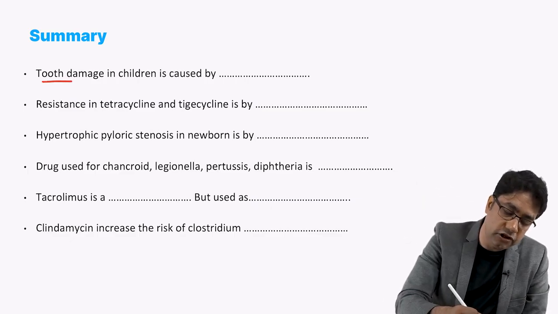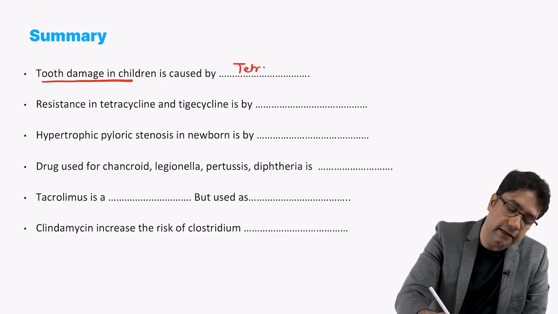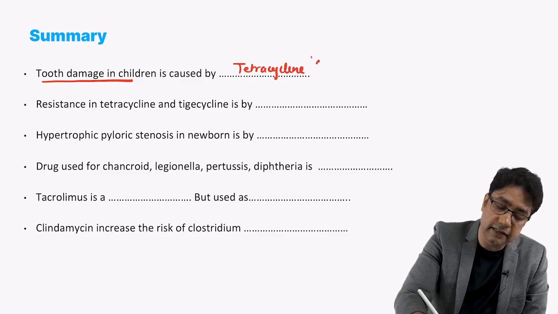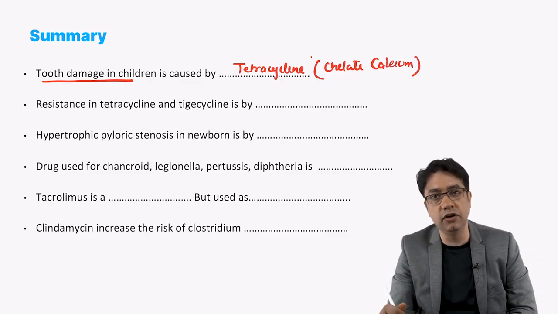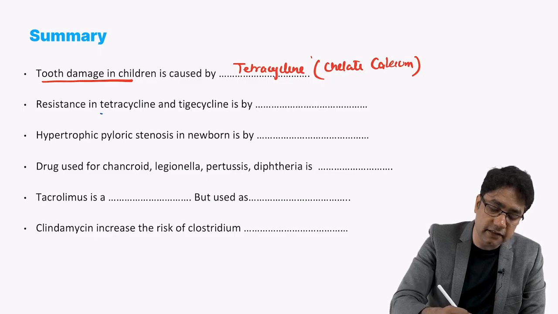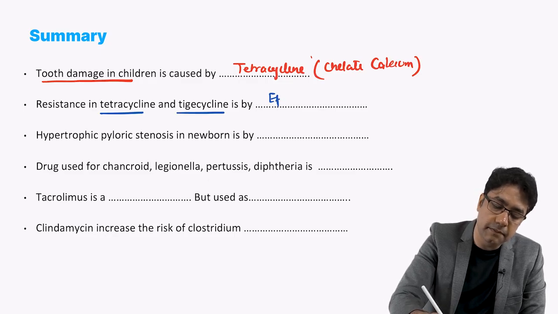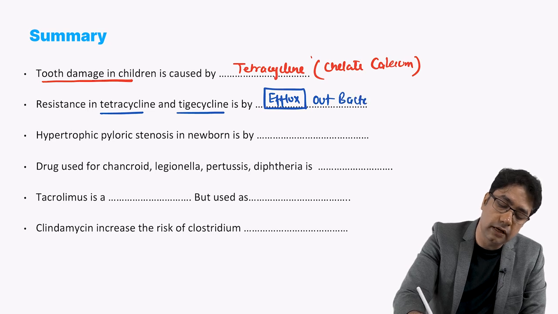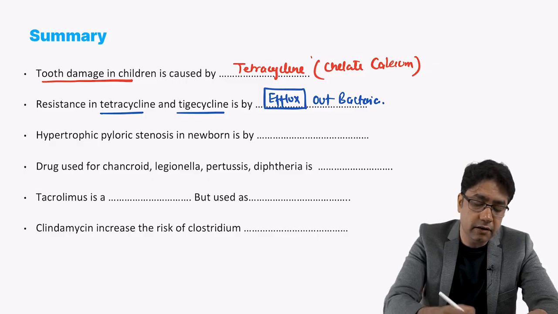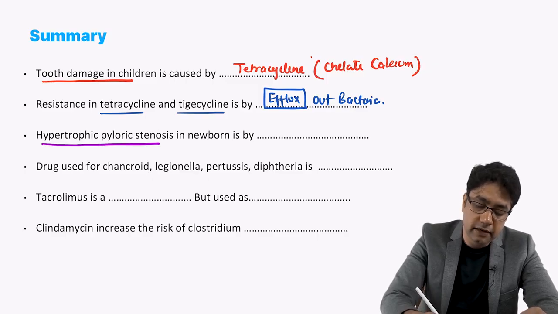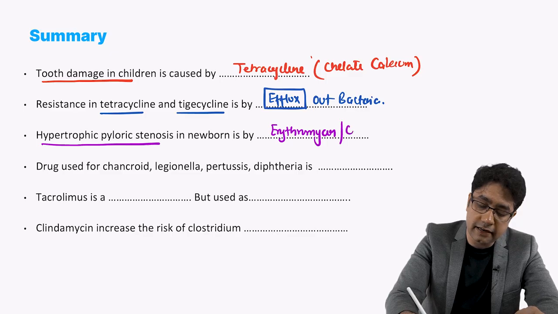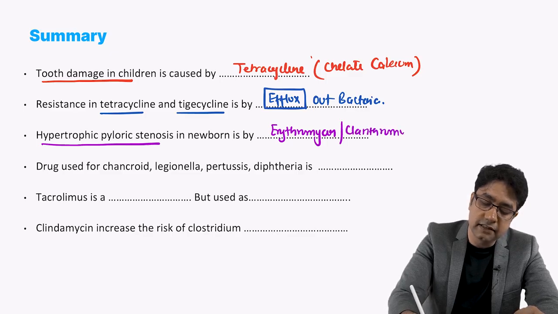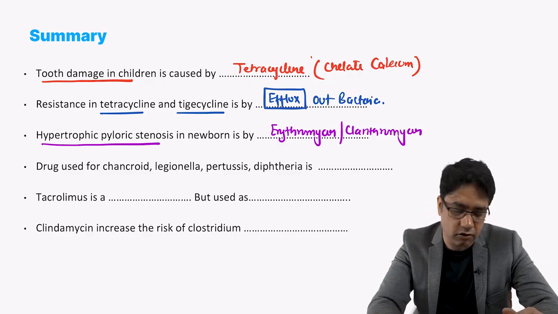Now, tooth damage in children is caused by which group of antibiotics? Tetracycline, because tetracyclines chelate with calcium. Calcium is present in teeth. Resistance in tetracycline and tigecycline occurs in a bacteria because of efflux out of the bacteria. Bacteria throw them outside. Hypertrophic pyloric stenosis in a newborn is caused by which 2 antibiotics? Erythromycin and its brother clarithromycin. And we discussed it was not caused by azithromycin.